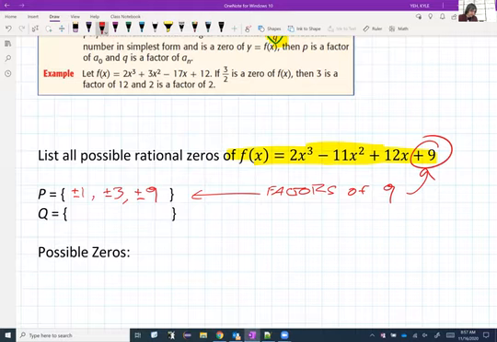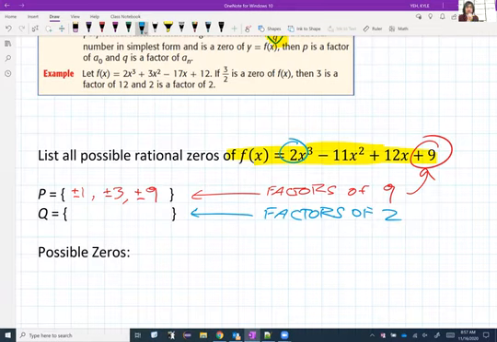Q is the set of all factors of our leading coefficient.